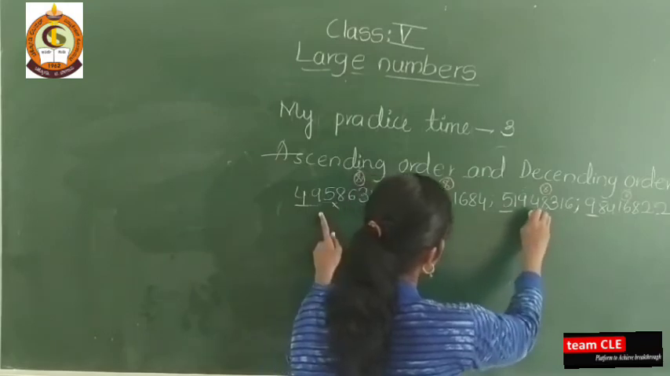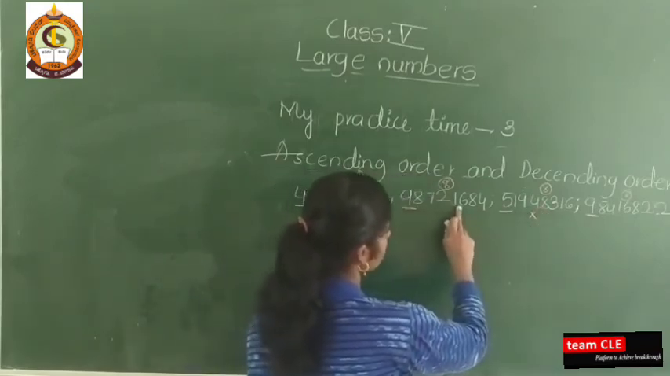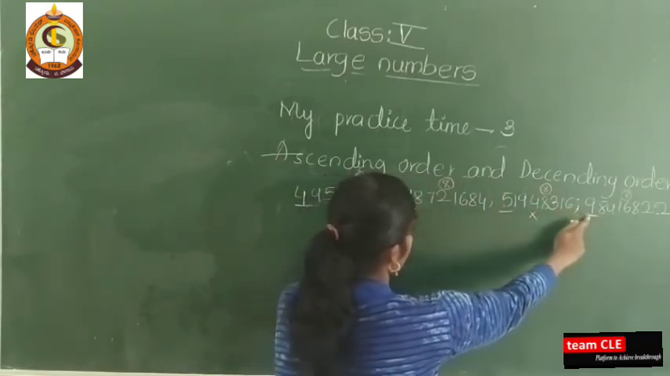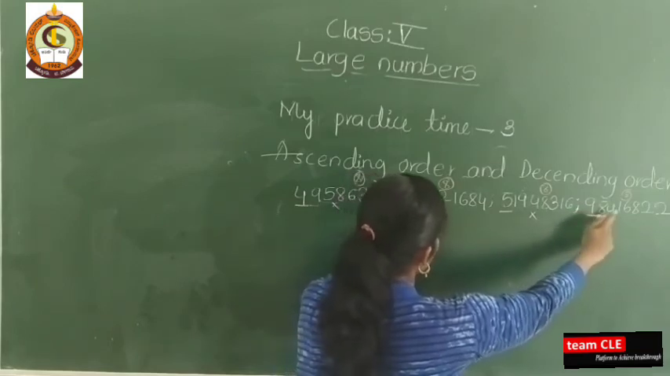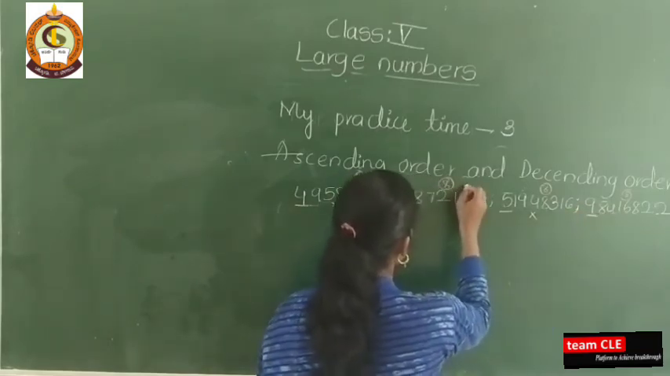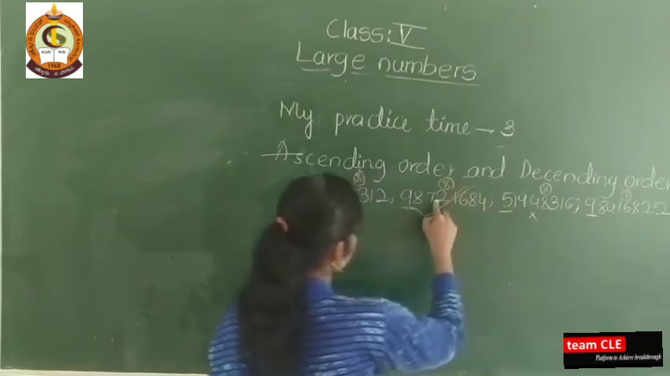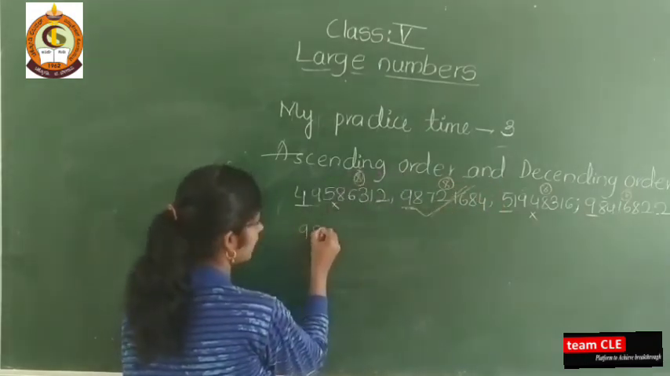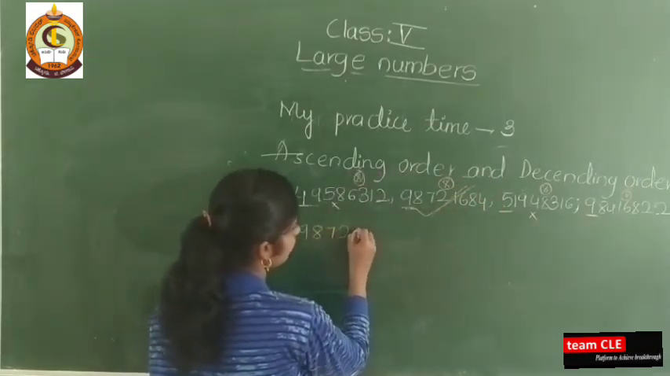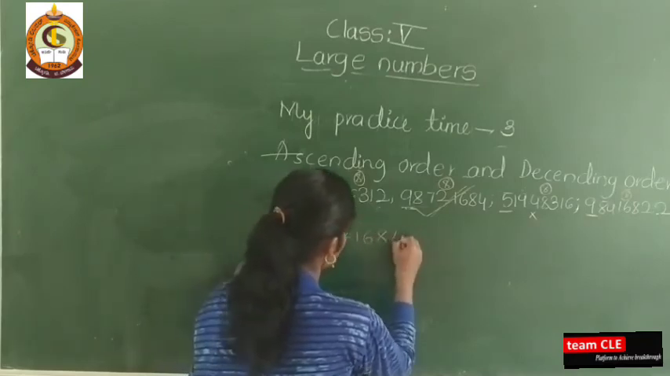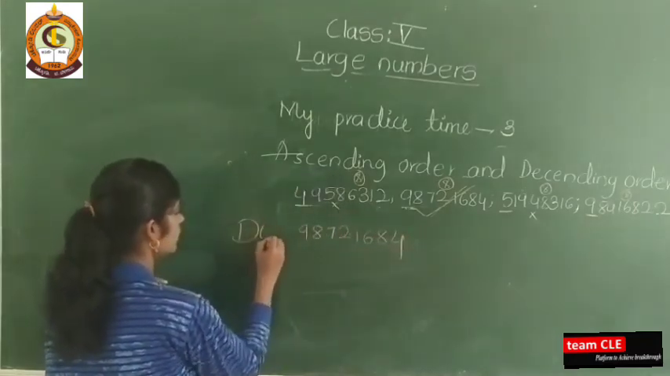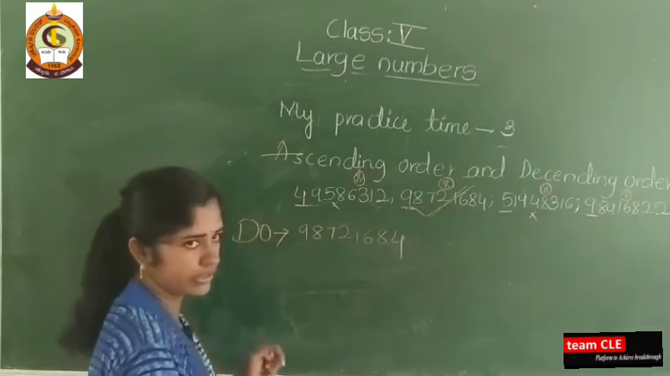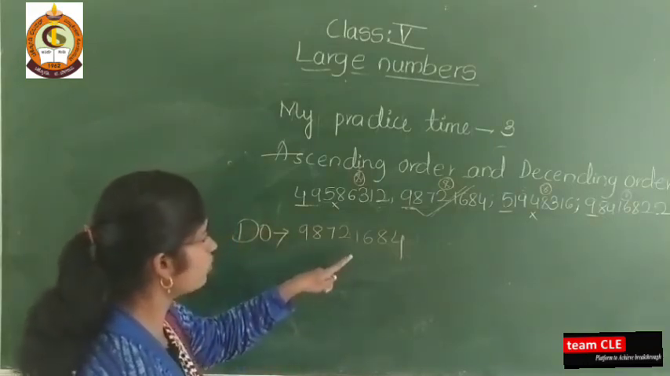Next here 5 is there, leave it. So first you have to take these numbers. Here 9 is there, 9, 8. Here 7 is there and here 4 is there, which means first I have to write this number. So write here 9, 8, 7, 2, 1, 6, 8, 4. So I am arranging in descending order. Okay, 9, 8, 7, 2, 1, 6, 8, 4.